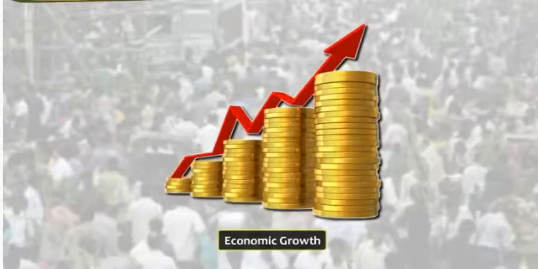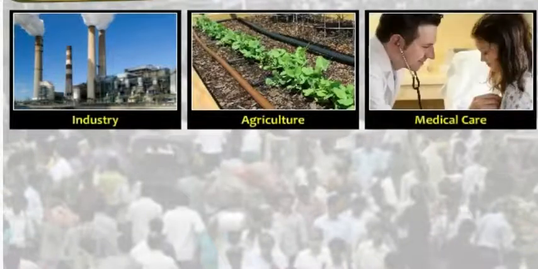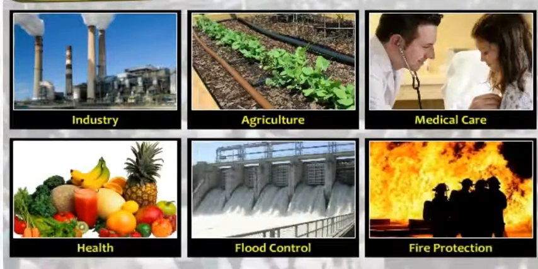Economic growth is advancing with the evolution in industry, agriculture, and with improvements in medical care, health, flood control, fire protection, and so many things. All these elements help to control the natural laws and thus decrease the number of deaths and increase births.